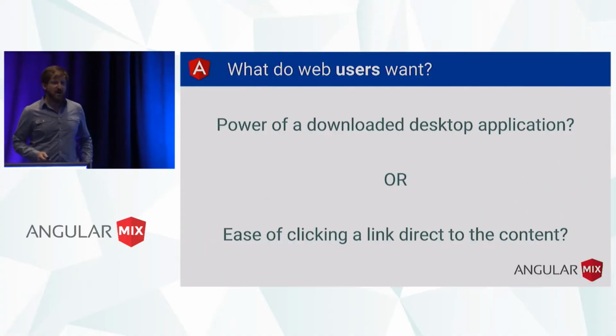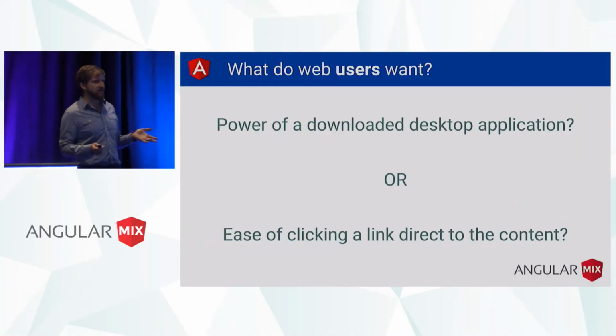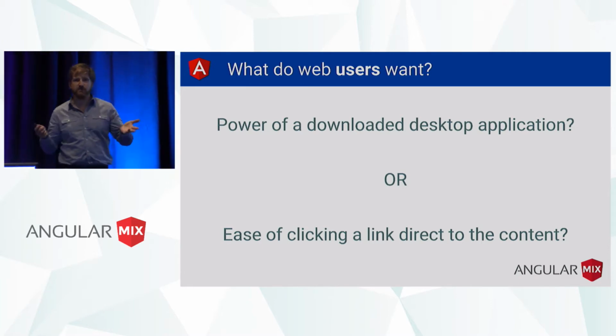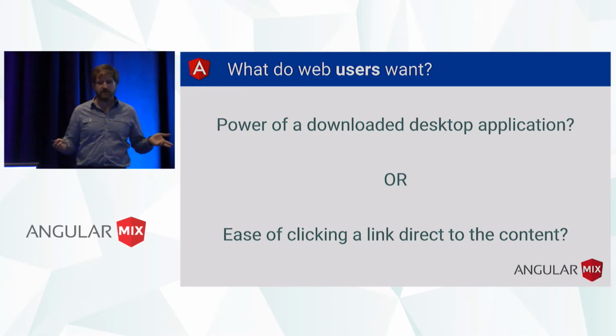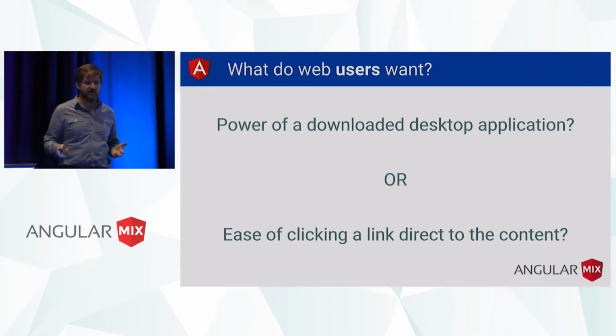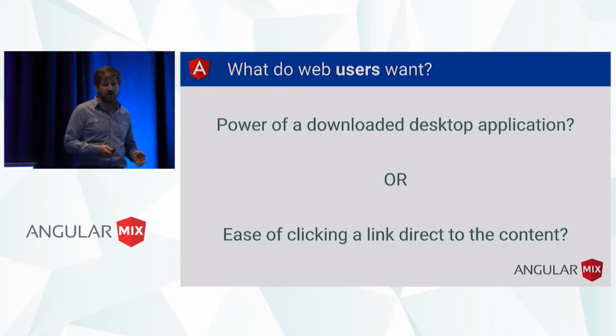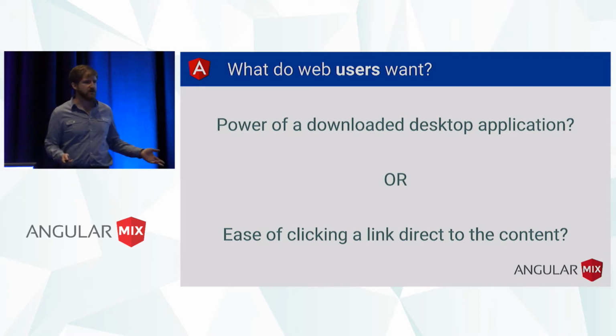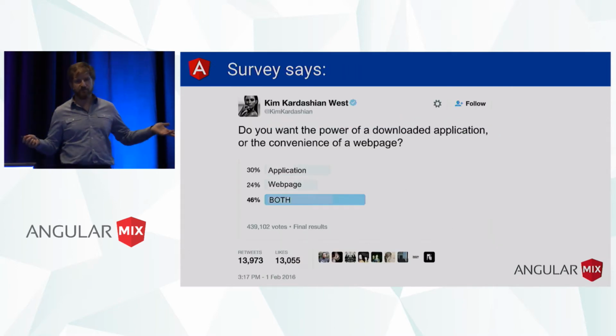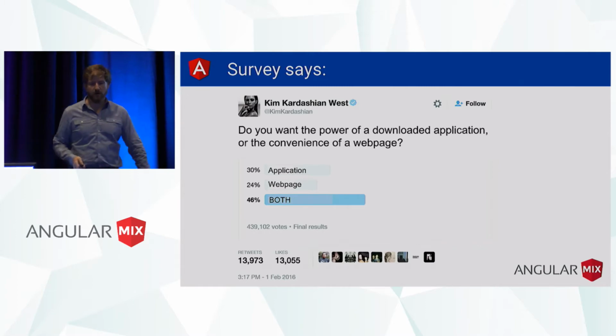Let's jump in. So I want to set this up by talking about two different groups of users. The first group is your users, people who use the web. And what do they want? So one way you can divide this, do they want the power of a downloaded desktop application that can do lots of stuff, but they have to download it? Or do they want to just be able to click a link and go straight to your content? And the answer is, they want both. This is not a real survey. So we kind of know this.